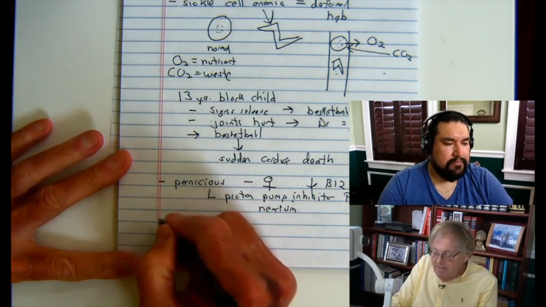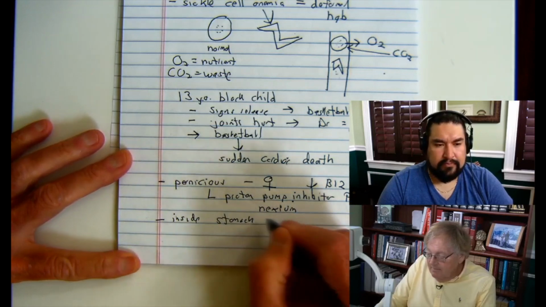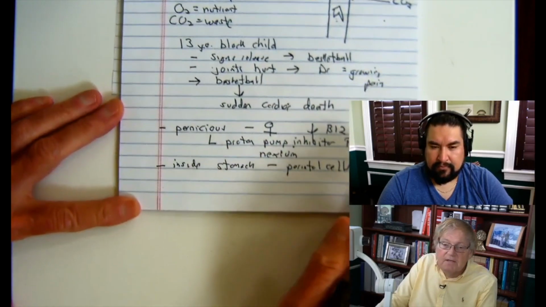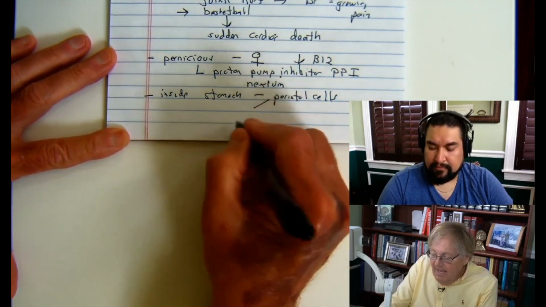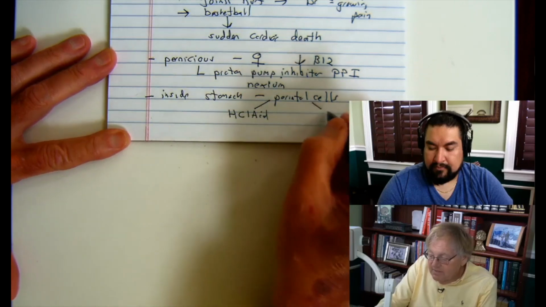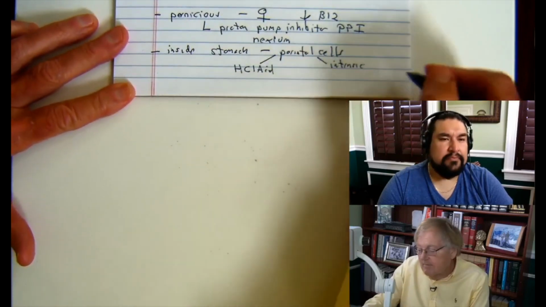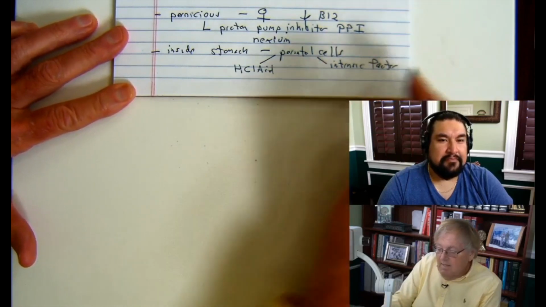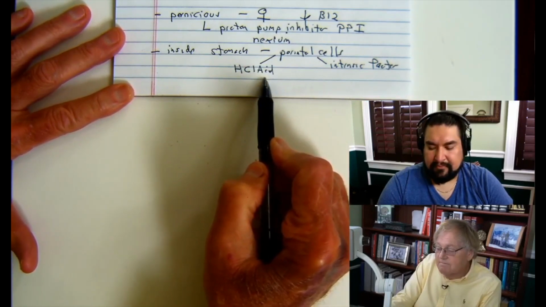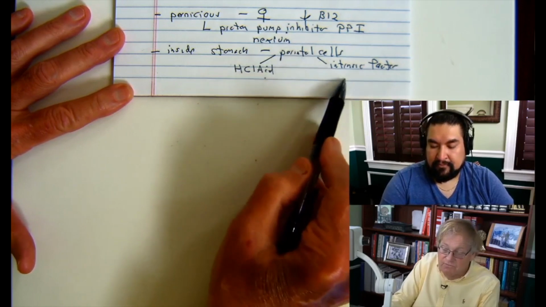So just remember, inside of the stomach, I've got parietal cells. Parietal cells will produce hydrochloric acid, and they also produce intrinsic factor. Well, I know that when I take omeprazole or Nexium, it's going to block my acid production. It's going to heal my ulcer. Sounds great. But at the same time, it's also going to cause these parietal cells to stop producing intrinsic factor.